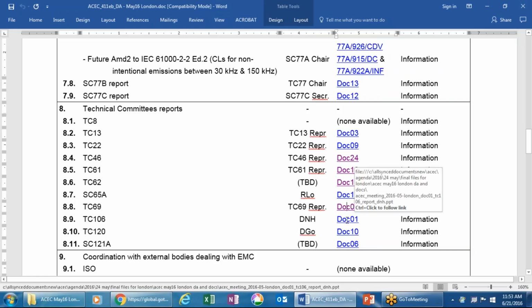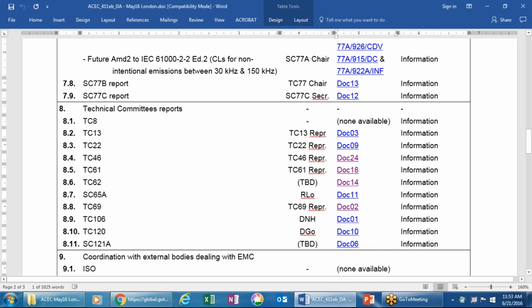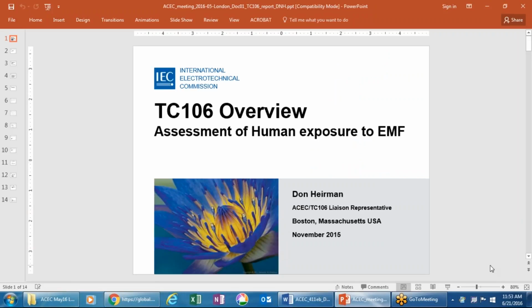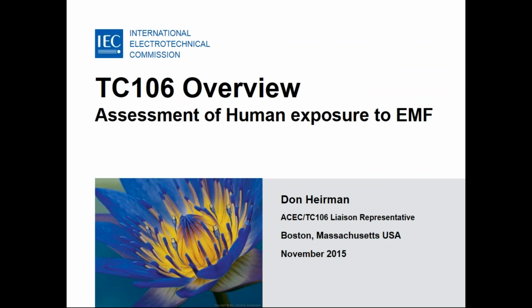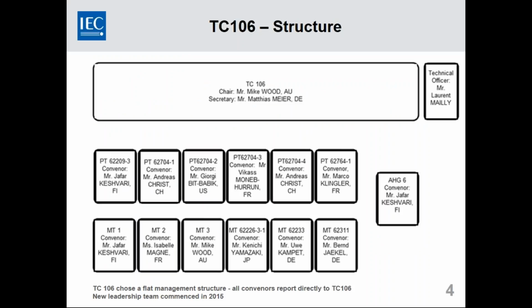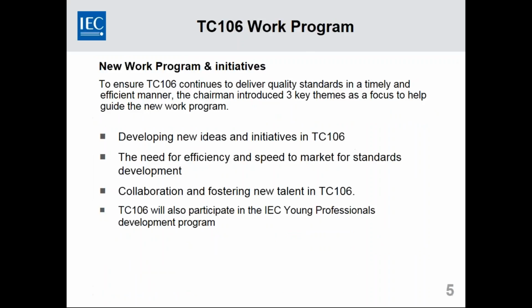106, this is the human exposure, and I am the representative for CISPR on human exposure. And full screen. The only thing I want to maybe point to here is that they work entirely by project teams, PTs, and maintenance teams. There's no working groups, which is kind of unusual. If you look on the far right there, the ad hoc group number 6, the convener is Jafar, and he is working on a guide on how to do human exposure measurements.